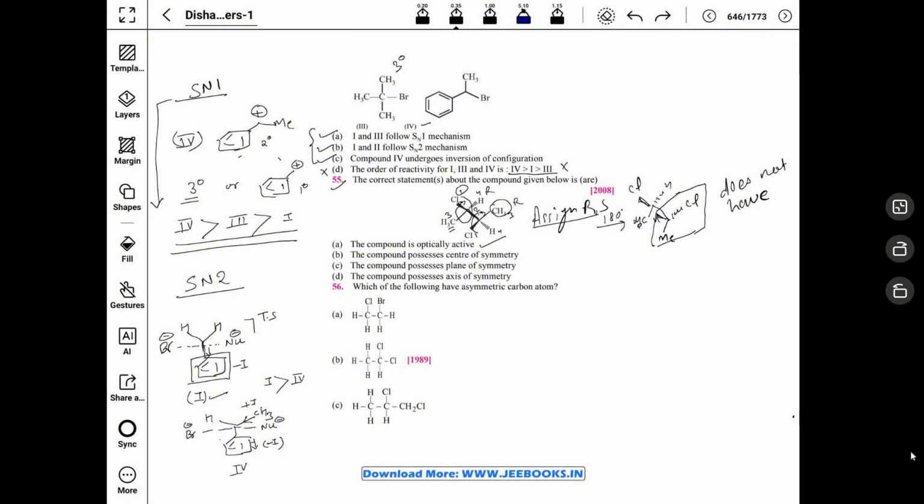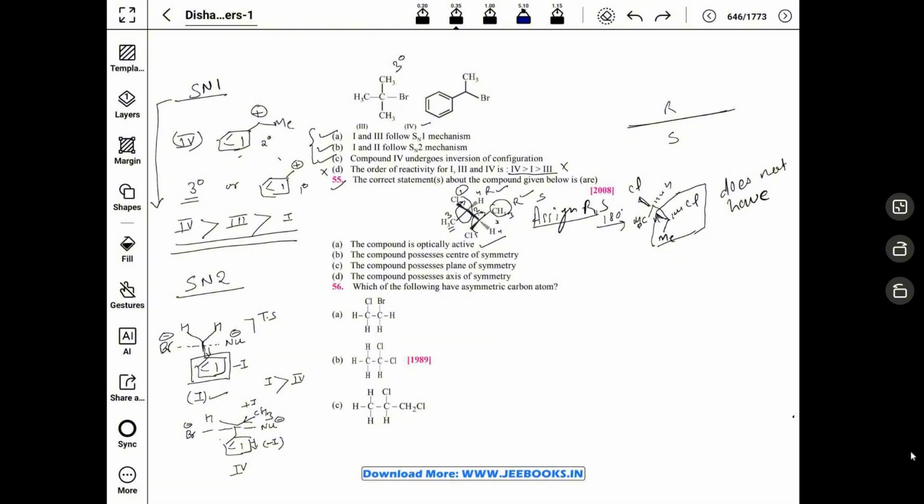But suppose this carbon has S configuration, then there will be a plane of symmetry, because if one chiral carbon has R and another has S, then they are mirror images of each other. Therefore we can say that it has a plane of symmetry. But here both chiral carbons have configuration R and R, therefore it doesn't have a plane of symmetry.